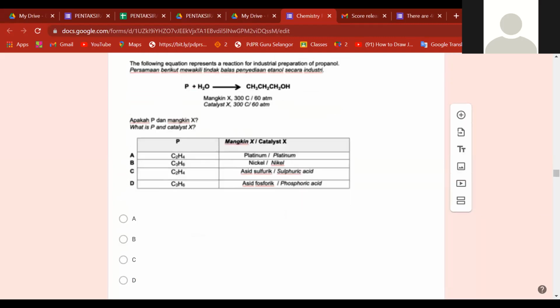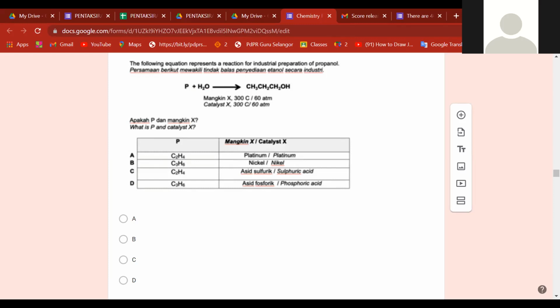Okay, teacher move on to Anik. Anik, this question is the opposite of the previous question. Just now teacher said dehydration, teacher took out water. Now teacher is adding water. So what must P be? And if you can remember, what is the name of this process? Hydration. Very good. It is called hydration.